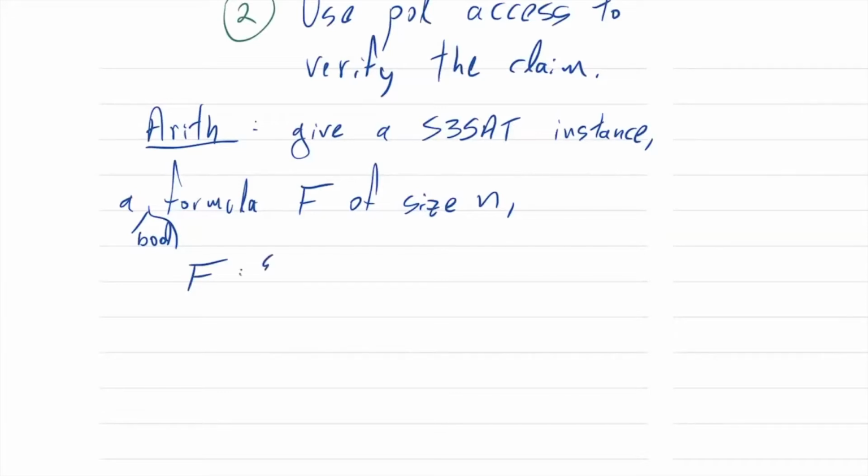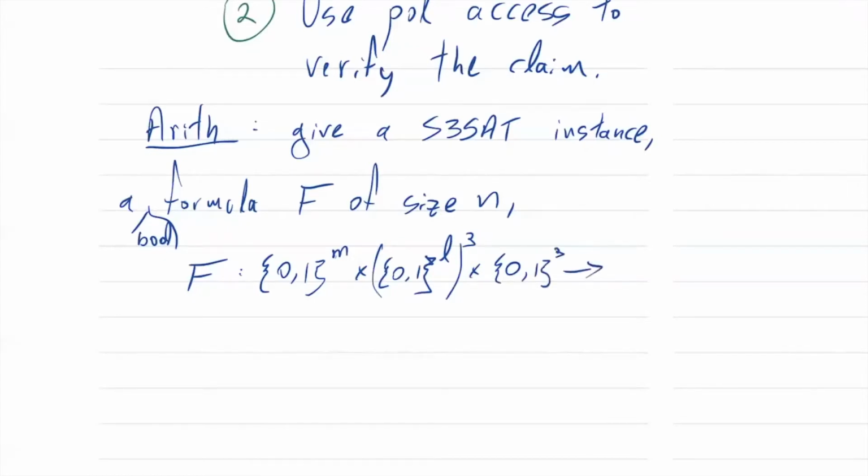The input to the formula has several kinds of variables. So we have m variables to name a clause. We have three indices of variables, and we have the values of the variables themselves. And the output of the formula is just 0 and 1.